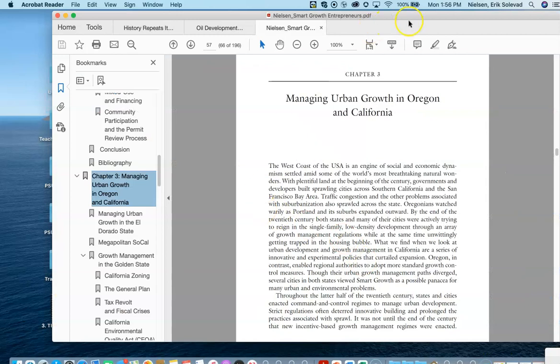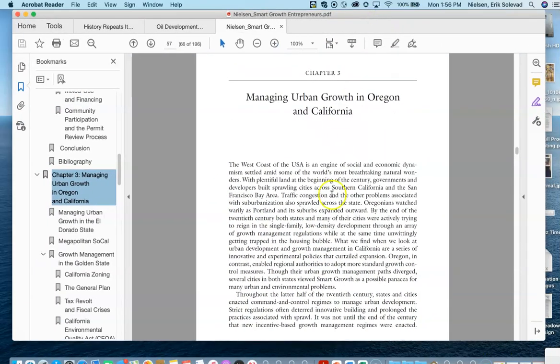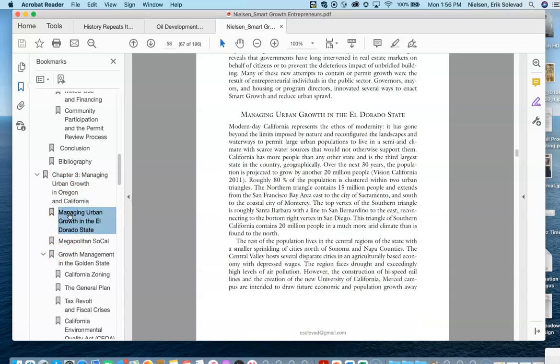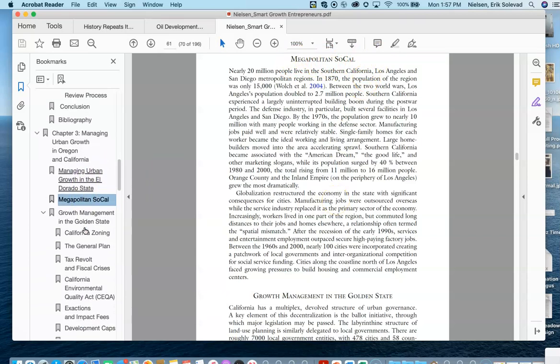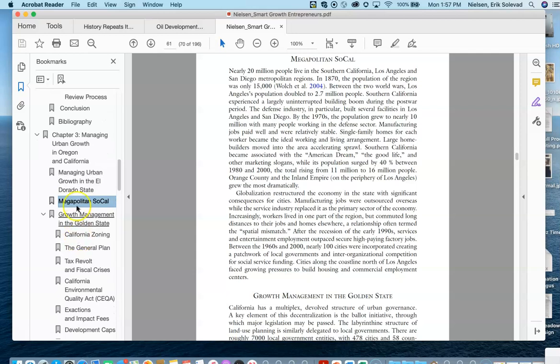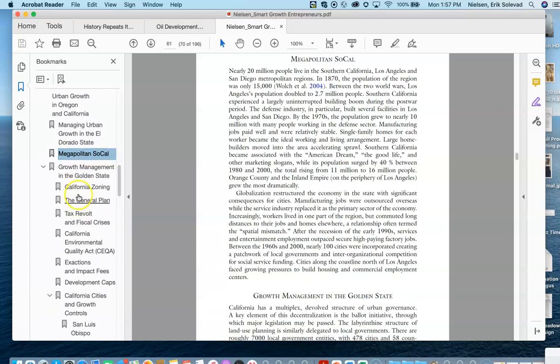So just again, quickly, my own research. I'm not going to spend a lot of time on this, so I kind of looked at it in different ways. I decided to start out with the bigger state, which has more people and more development, California, and I divide it by megapolitan SoCal. My focus is going to be on Southern California, though I may mention parts of the northern area.